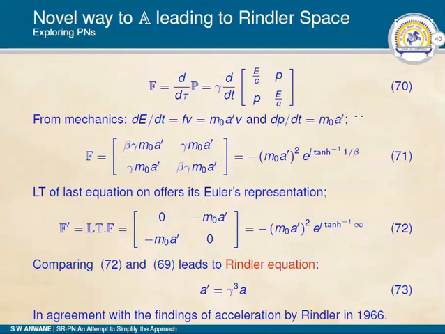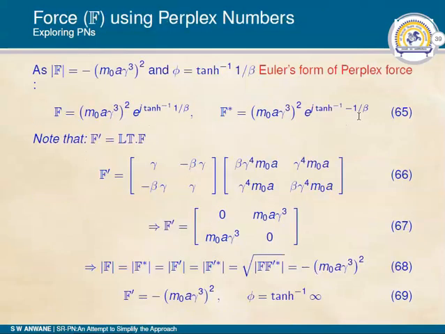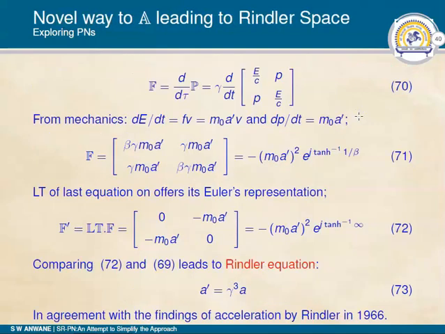So the perplex force in the matrix form can be depicted as in equation 71, and on the right hand side we are showing the Euler version of the same. F dash can be obtained by operating the Lorentz transformation matrix on the perplex force that is appearing in equation 72. Now if you compare equation 69, the last equation on this slide, and 72, you can write a dash equal to gamma cube a, which was the finding of Rindler in 1966.